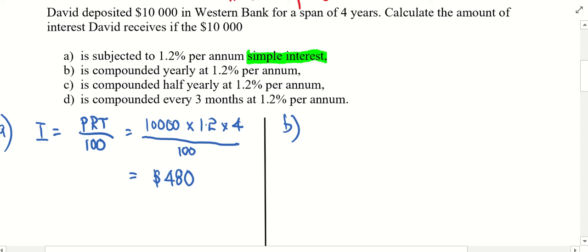Now, may I ask, if I want to ask the total amount that he has in the bank after 4 years, what must we do? Add the 10,000, that's all. Oh, so you have to read the question carefully.